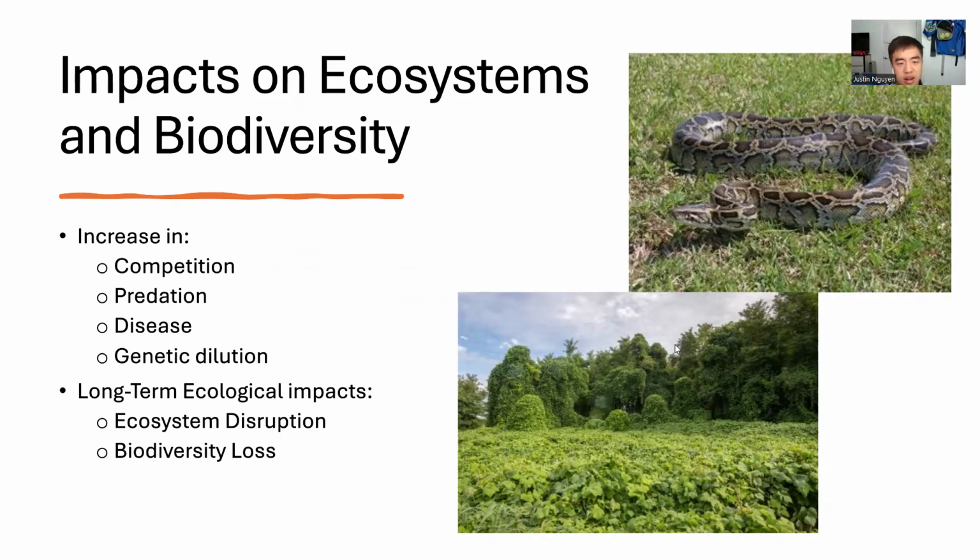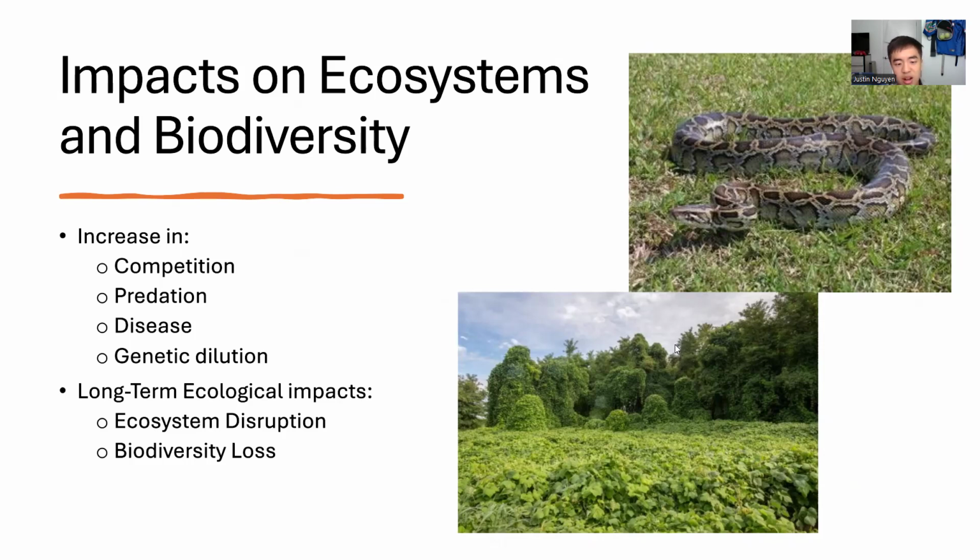So, the impact on ecosystems and biodiversity. What happens when propagule pressure is high? The ecological impact can be significant. Increased propagule pressure can lead to higher competition among native and non-native species for resources.